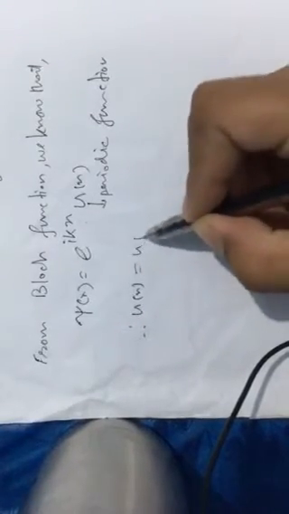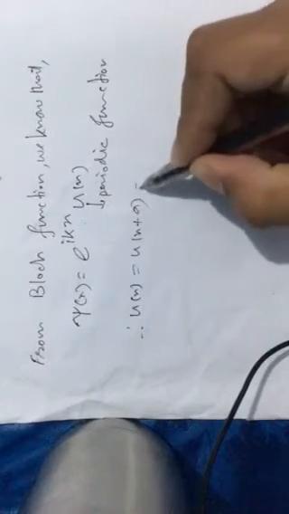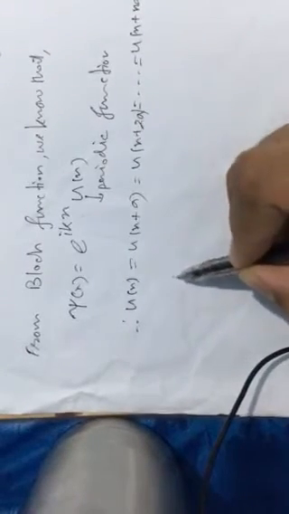So from Bloch function we know that the wave function associated with an electron inside a solid can be given by this equation, where u(x) is a periodic function. So u(x) can be written as u(x + a), u(x + 2a), u(x + na). Okay, so what is a? A is actually our lattice constant, right? This is lattice.